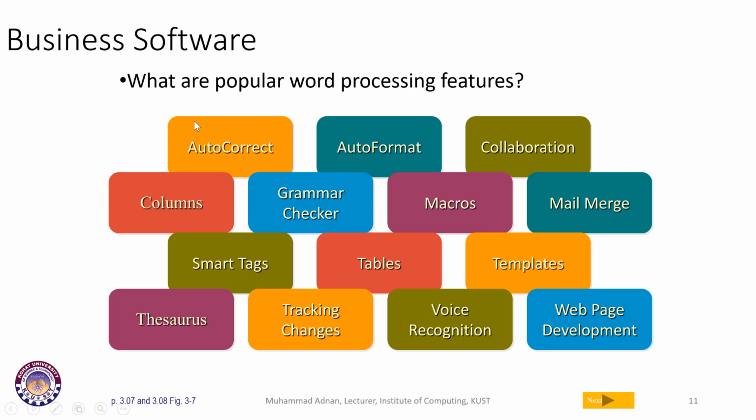So what are the popular word processing features? Why do we use word processing software, and what are its features? You can use it to autocorrect your text, auto format, for collaboration, for inserting columns, for grammar checking, and macros, which are an advanced topic that I'm not going to discuss. You can mail merge, insert smart tags, insert tables, you can use already developed available templates, you can use thesaurus.